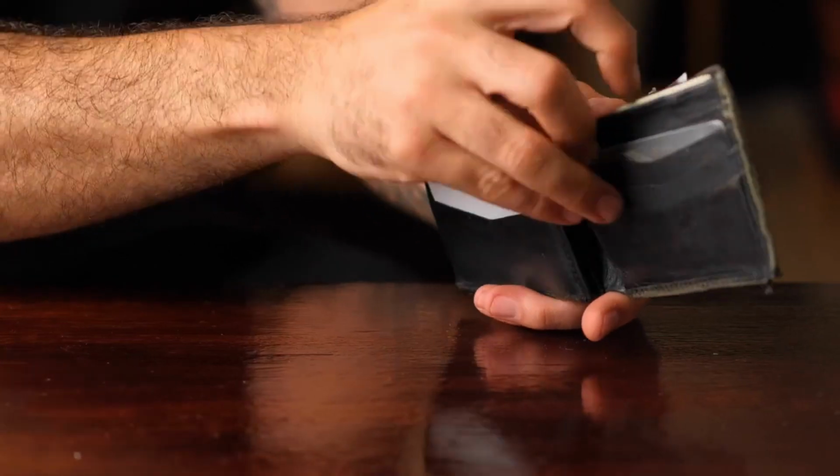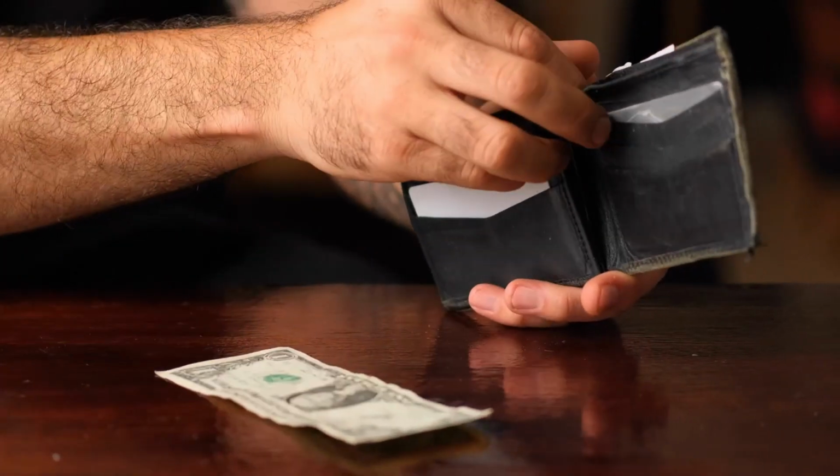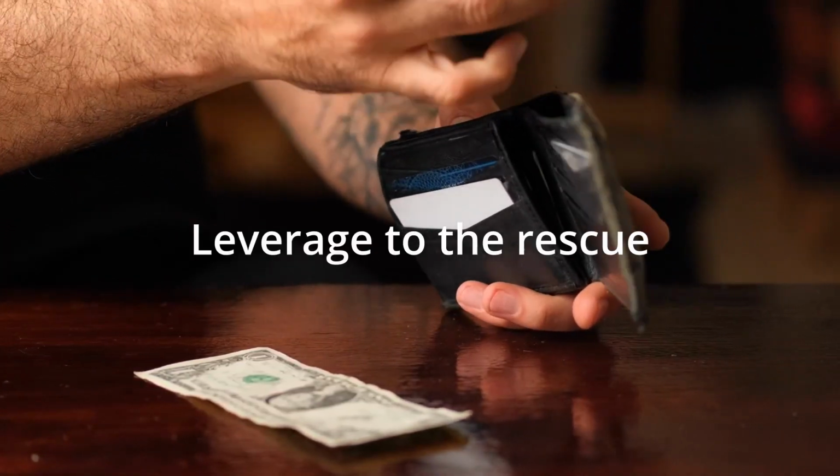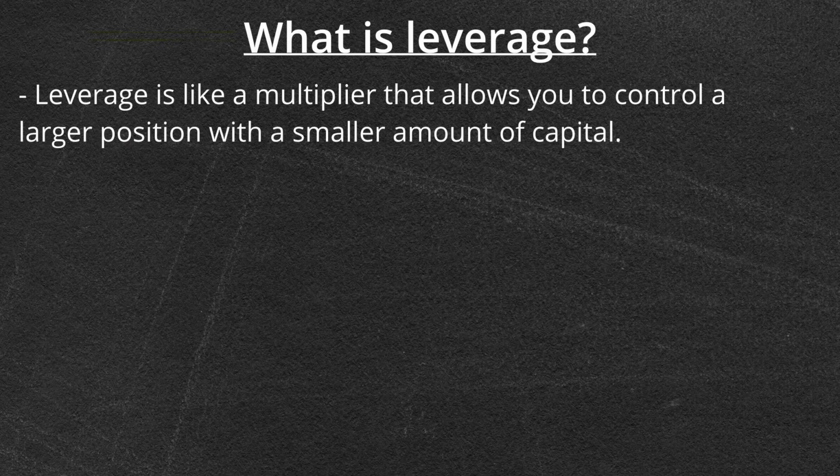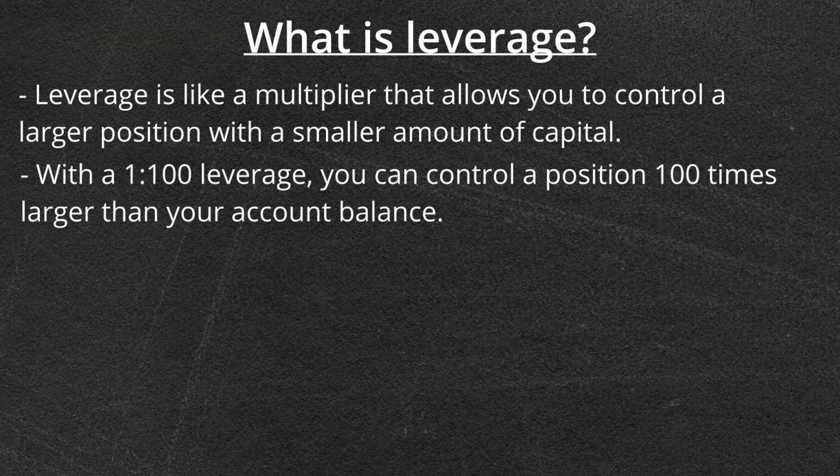Now, I don't know about you, but most of us don't have $100,000 sitting around to start trading. So this is where leverage comes in. Leverage is like a multiplier that allows you to control a larger position with a smaller amount of capital. With a leverage of 1 to 100, you can control a position 100 times larger than your actual account balance. This is how traders with less money like ourselves can get started trading with $1,000 or even $100 while still controlling a position large enough to make a meaningful profit.